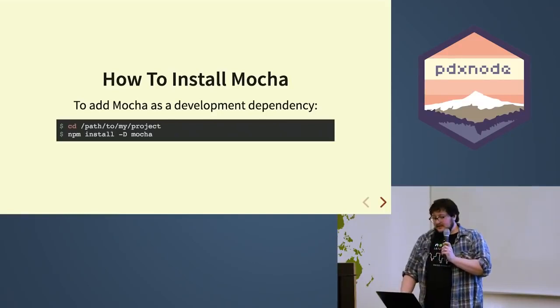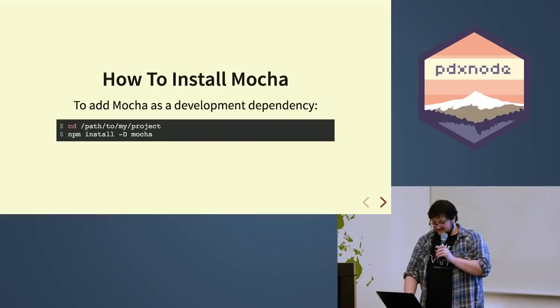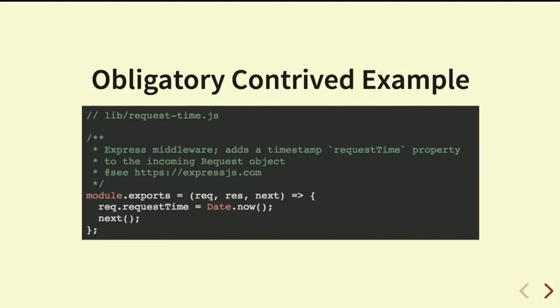So great. But if we're installing Mocha, that means we have something to test, and this is what we have to test. This is the obligatory contrived example, which is some Express middleware. I don't know what else to do. It's something that's kind of practical, but really, really simple.